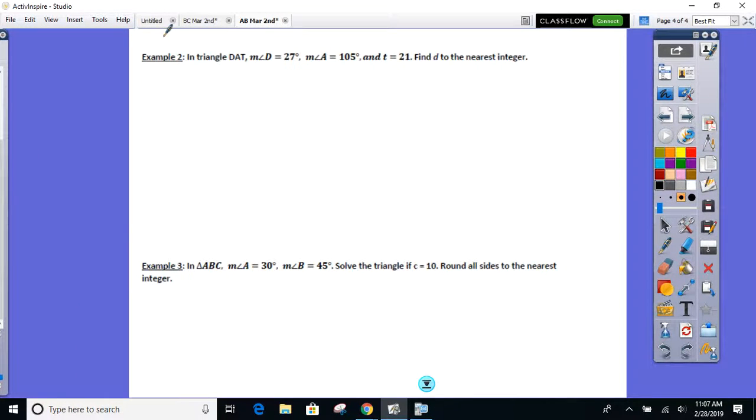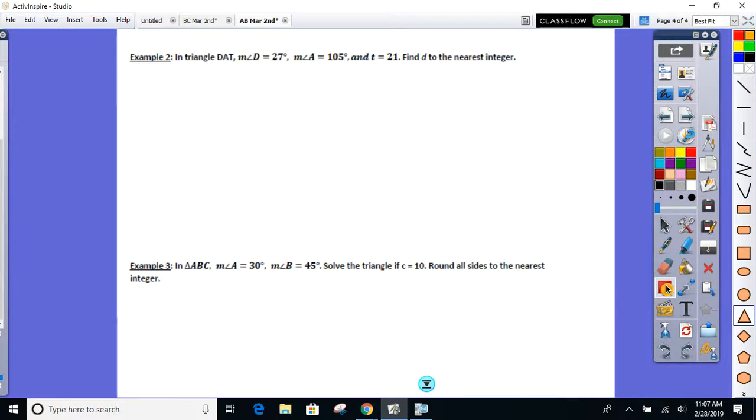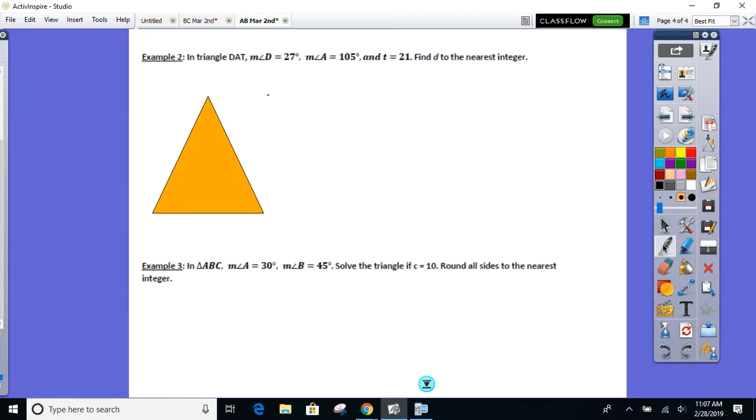Here we go. What am I looking at here? 11:22. Perfect. We have a ton of time. All right, got to set up your own triangle. Sorry, I didn't provide one for you here. Triangle DAT. Angle D is 27. Angle A, 105. Ooh, then we come to some new notation for us. Lowercase t equals 21. Anybody want to guess where that 21 should go?